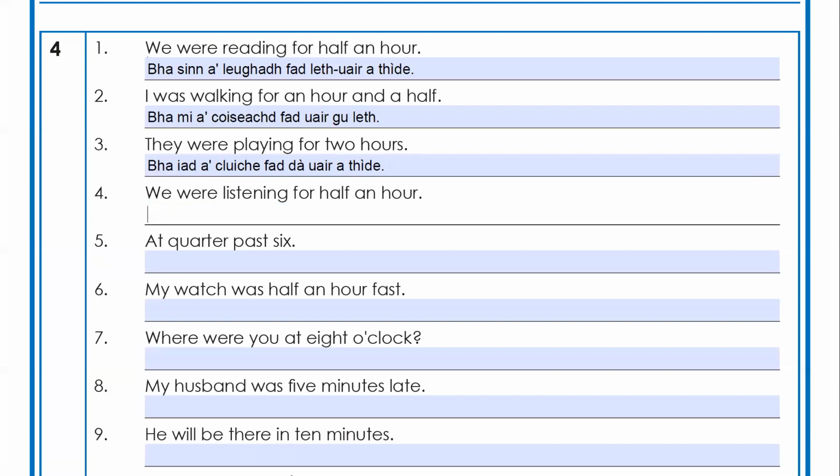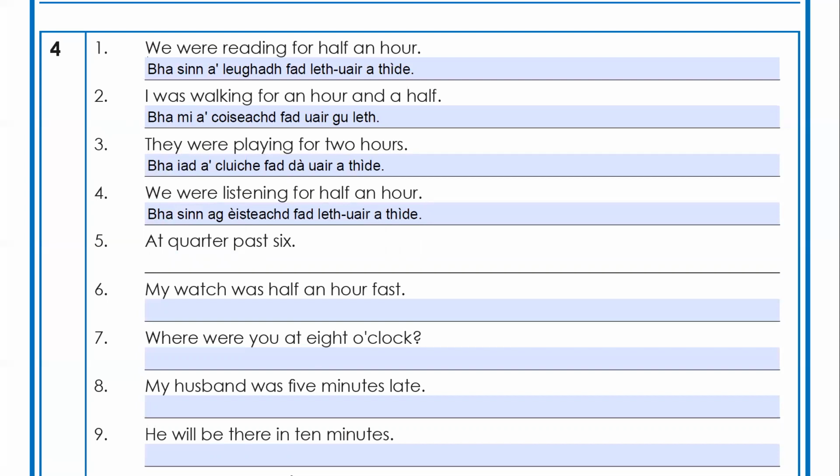We were listening for half an hour. Past tense. Bha sinn, we were, ag èisteachd fad leth-uair, for half an hour. Fad leth-uair. Bha sinn ag èisteachd fad leth-uair.